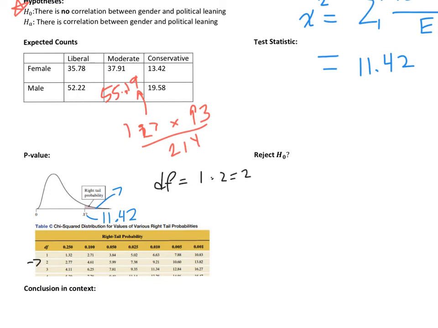So go to your table, go to row 2, and look in your table for your chi-squared value of 11.42, and you can see that it's right in between these two numbers here. Okay, so it's right in between here, therefore the shaded probability, the p-value, is in that region. So it's between those two numbers. Turns out that the p-value is exactly equal to, and you can get this from StatCrunch, 0.0033.